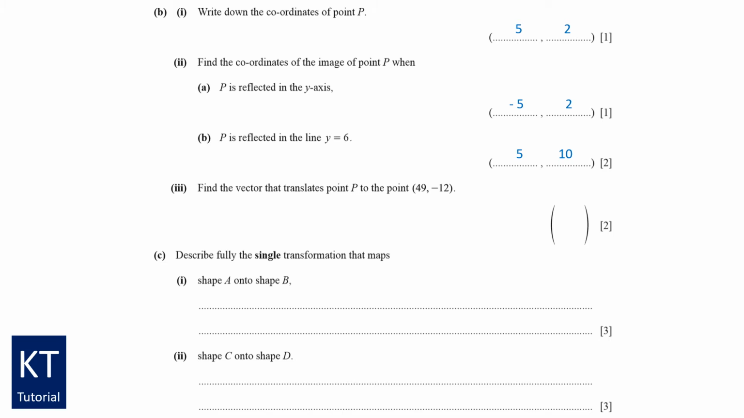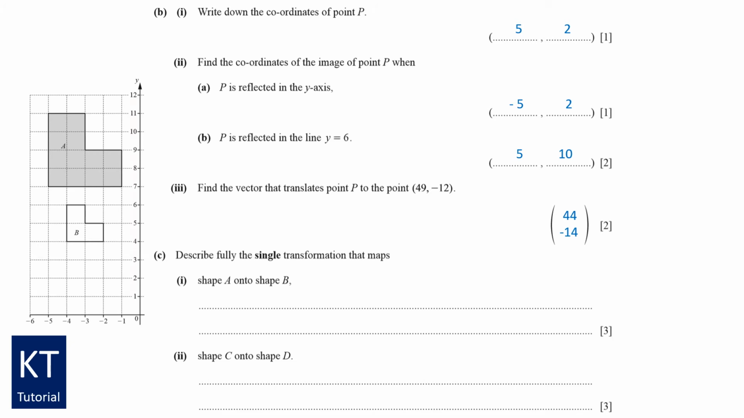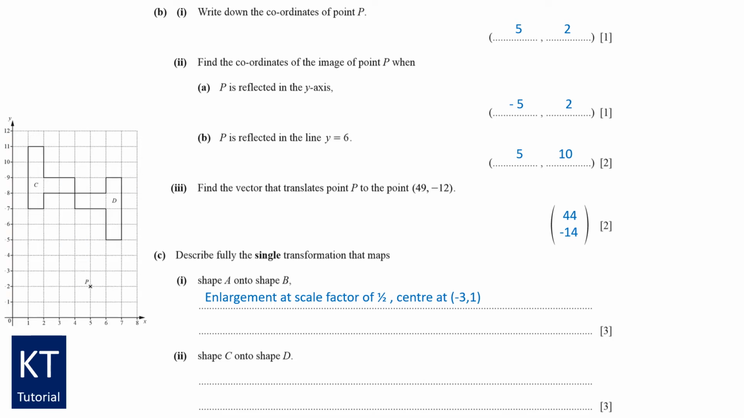Next, find the vector that translates point P to the point 49 minus 12. The required vector is 44 and minus 14. Next, describe fully the single transformation that maps shape A onto shape B. This is an enlargement at scale factor of half with center at -3, 1. Next, describe fully the single transformation that maps shape C onto shape D. This is a rotation of 180 degrees with its center at 4, 8.